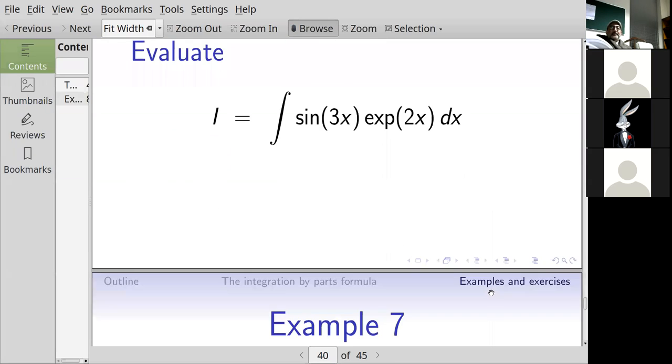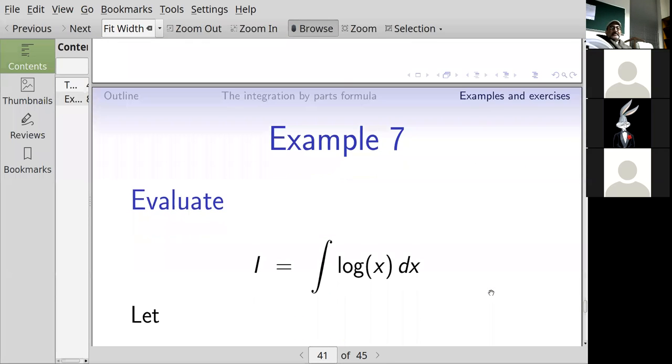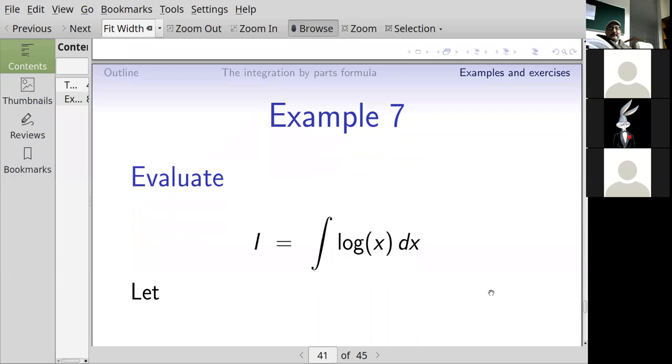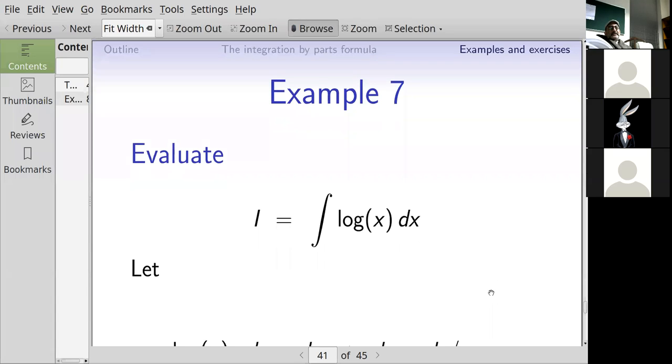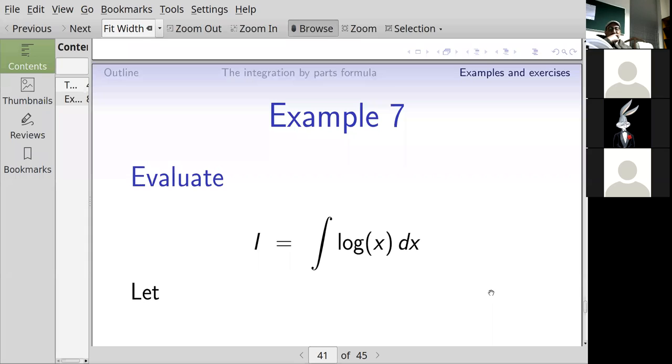No. Okay, so the next thing is, here's an integral that we haven't been able to do before. I mean, maybe there is some way, but I can't think of another technique that works for this one. So I want to know what the integral of log of x dx is.